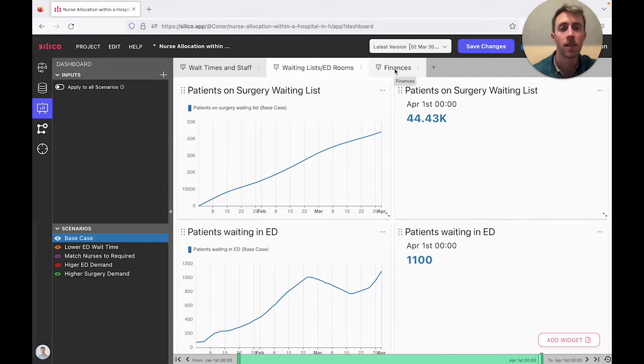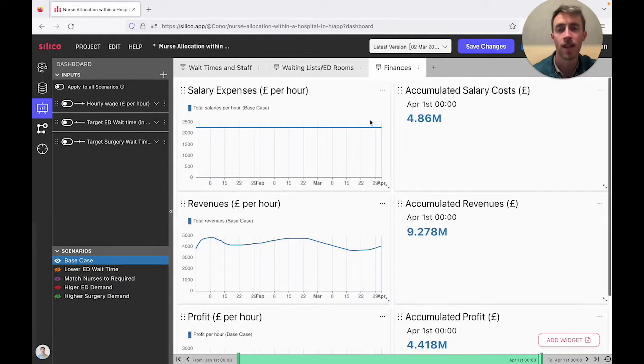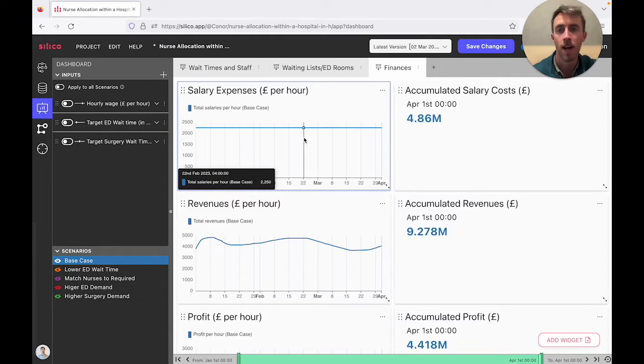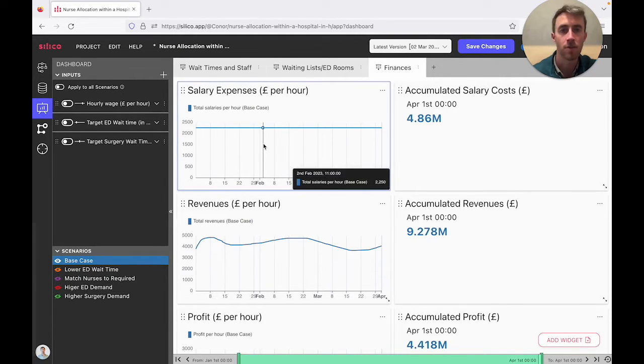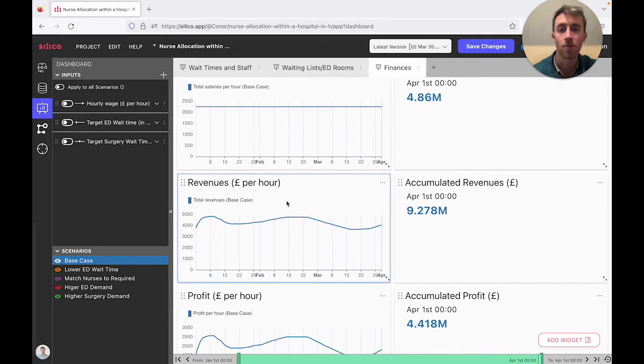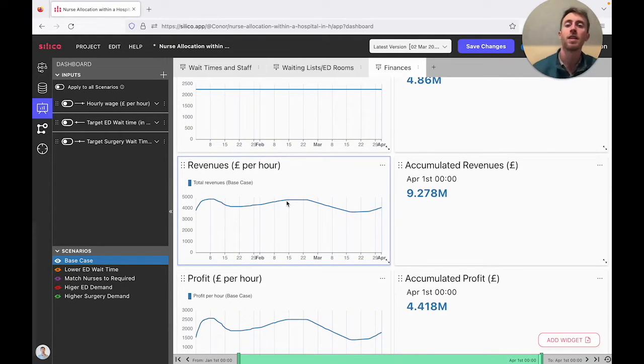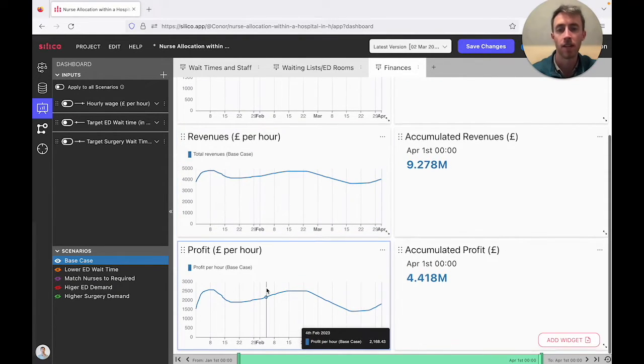And then finally, we can connect all of that to have a look at the financial impacts of different decisions. So looking at the salary expenses, where we can look at different hourly wages potentially as well here if we want, as well as revenues. So if there's a funding model where the hospital is paid back from an organisation like the NHS on a per patient treated basis, and then finally the profit of the hospital over time as well.